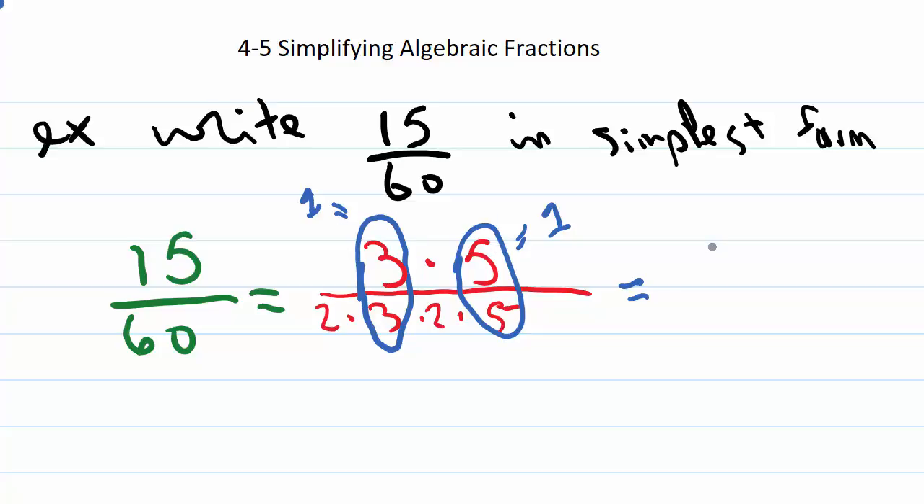So on the top, I've got a factor of 1. That's something that's being multiplied. So I have a factor of 1 left on the top. And on the bottom, I've got a factor of 2 times 1 times 2 times 1, which is 4, and we end up with the same 1/4 that we did at the beginning of the video.